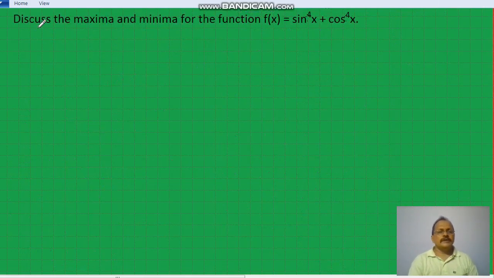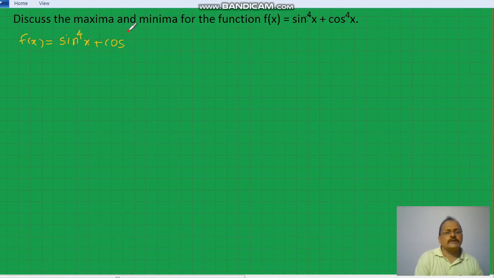Next problem is, discuss the maxima and minima for the function f(x) is equal to sin raised to 4x plus cos raised to 4x. Here no method is asked, that is you can use here first derivative test or second derivative test. I always prefer the second derivative test over the first derivative test. f(x) is given to us, sin raised to 4x plus cos raised to 4x.